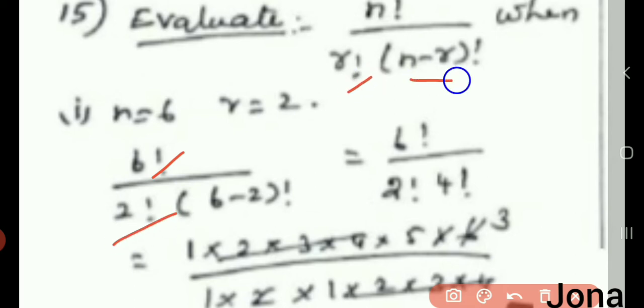15th sum, evaluate n! divided by r! into (n−r)! when n equal to 6 and r equal to 2. Just we have to substitute the value of n and r in the given expression. Here instead of n we can have this 6. So 6! divided by, instead of this r we have 2, that is 2!. Here n minus r, that is 6 minus 2 factorial. So 6 minus 2 is 4!. So that we have 6! divided by 2! into 4!. We have to take separate factorial only.